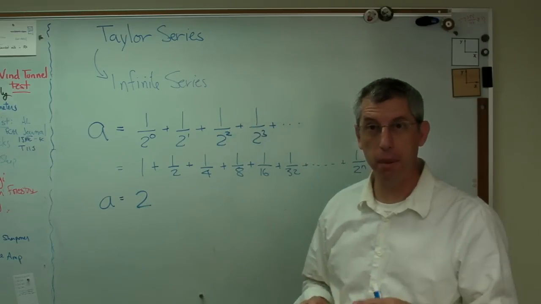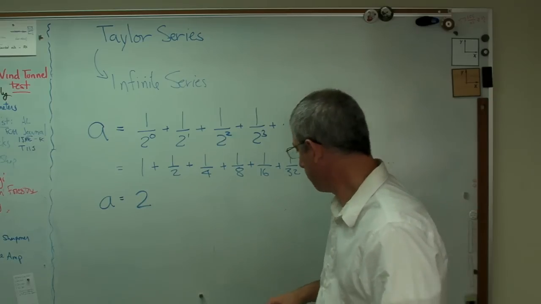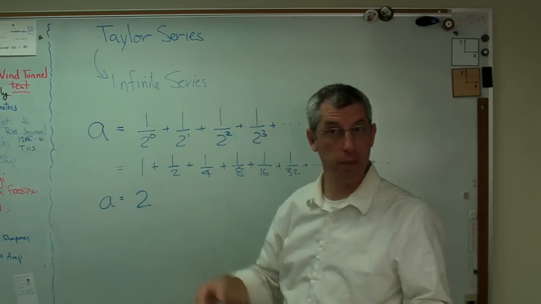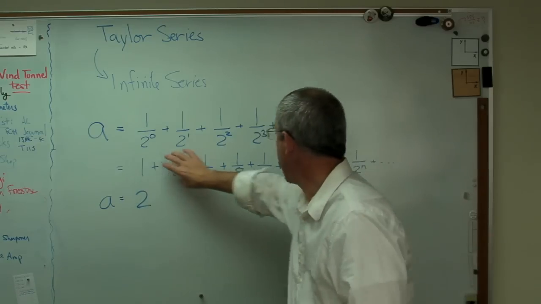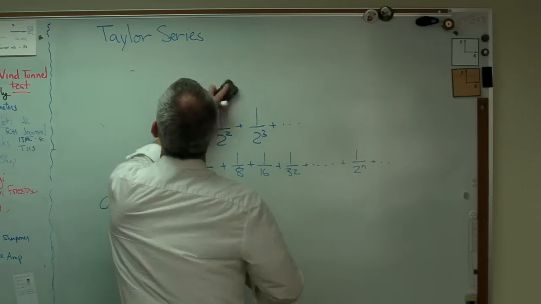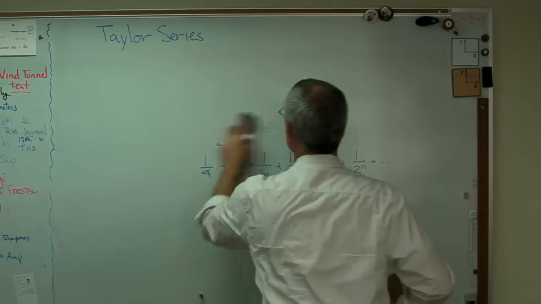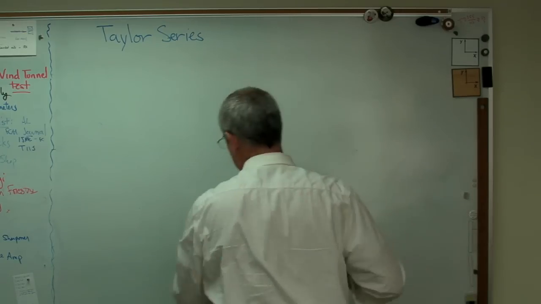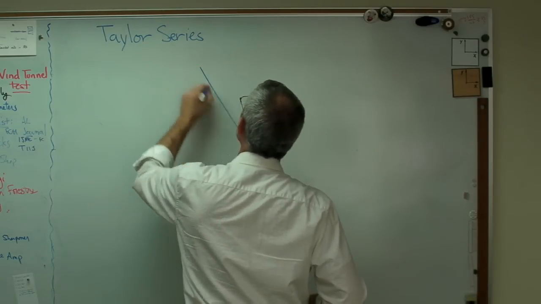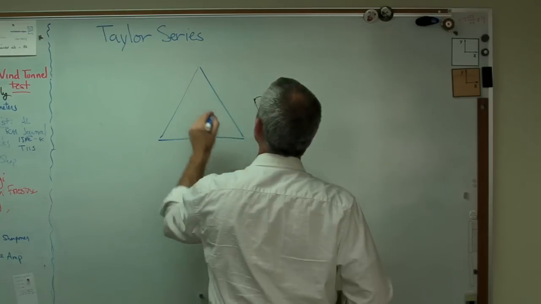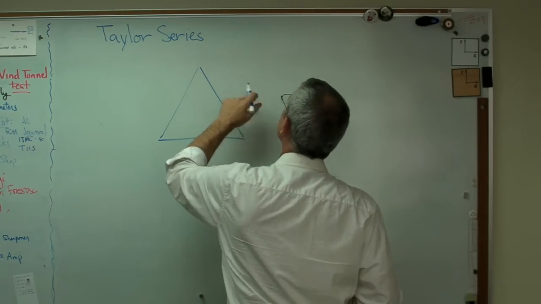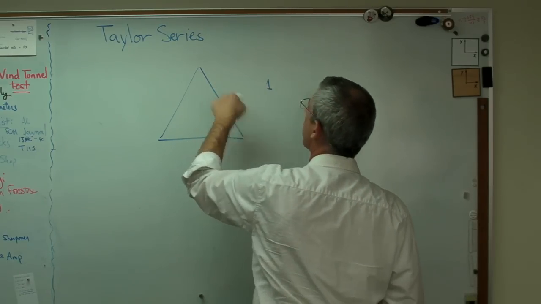That's a big, big, big idea, right? I can approximate something, in this case just a number, but I could approximate a function by adding up all these infinite terms. Let me show you one other thing here. This is graphical. If you don't want to do this in algebraic terms, let me draw a picture for you, okay? So let's draw a triangle. And now what I'm going to do here is I'm going to say the triangle has sides, and the length of each side is 1.